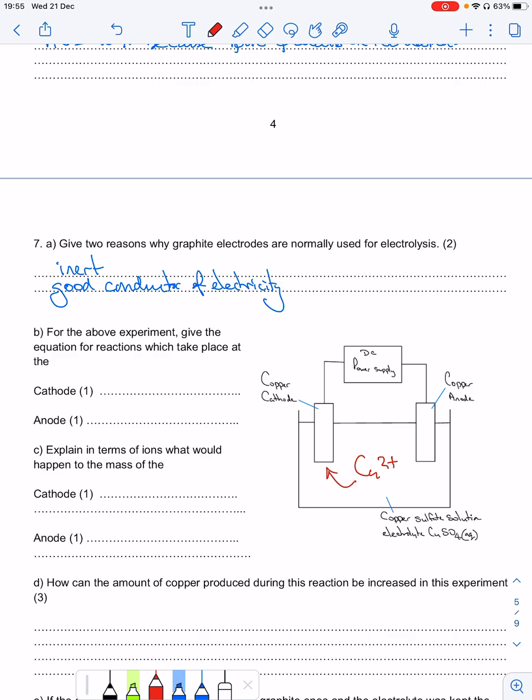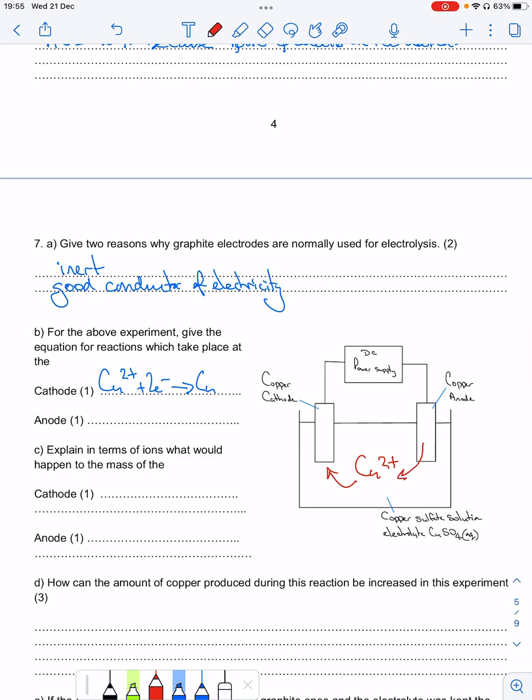So at the cathode, I'm going to have copper ions arriving. What's going to happen to those is they are going to pick up 2 electrons to form copper. That is reduction taking place. And because the anode is made from copper, this is going to break down to replace the copper ions. So my copper anode is going to break down to form copper ions. And how does it do that? By releasing 2 electrons, and therefore that's oxidation.